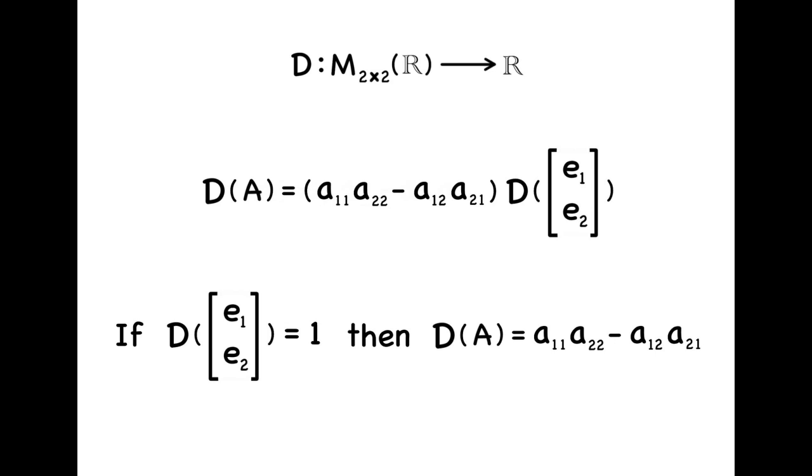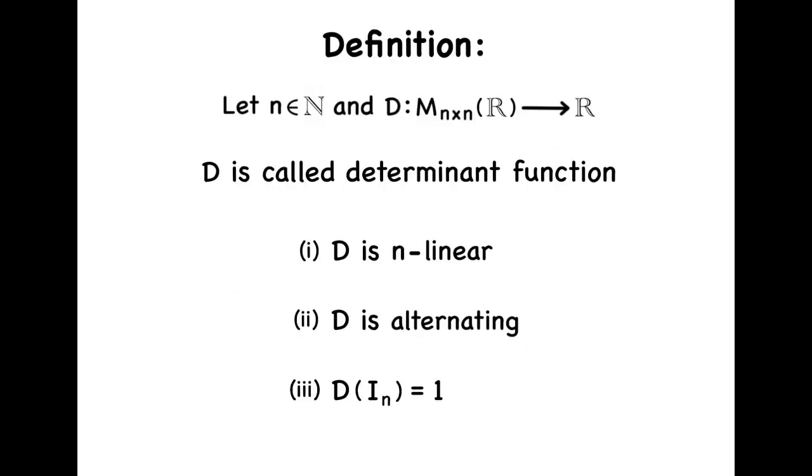Now, we are ready to define the determinant function. We say D is a determinant function if D is n-linear, alternating, and maps the n by n identity matrix to 1. And there you have it.